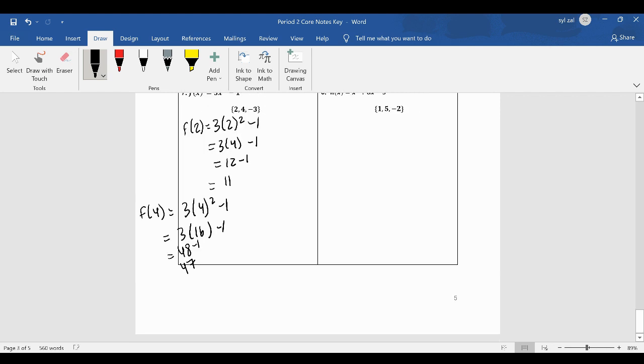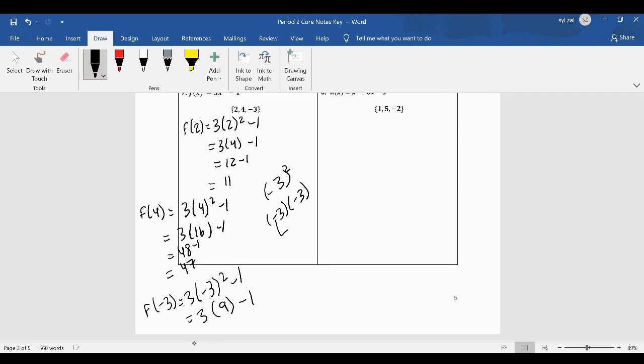And then f of negative 3 equals 3 times negative 3 squared minus 1. Here again, you have to be careful. Negative 3 times negative 3 is a positive 9. Negative 3 times negative 3, or negative 3 squared, that double negative makes a positive. So that's 27 minus 1, which is going to give you 26.